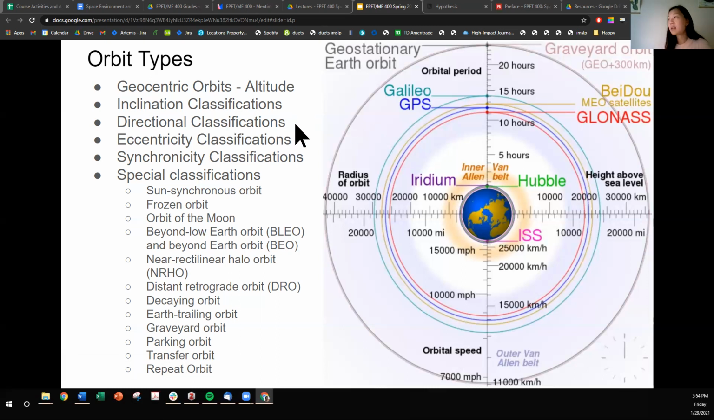There are directional classifications. So in an orbit, say you have this orbit, you can either go this way or you can go the other way. So there's something called retrograde and prograde.